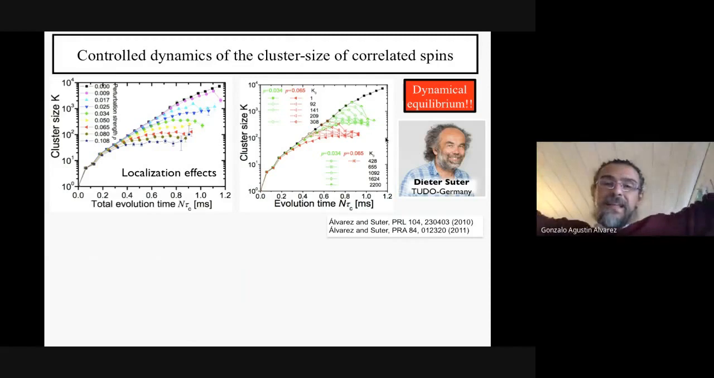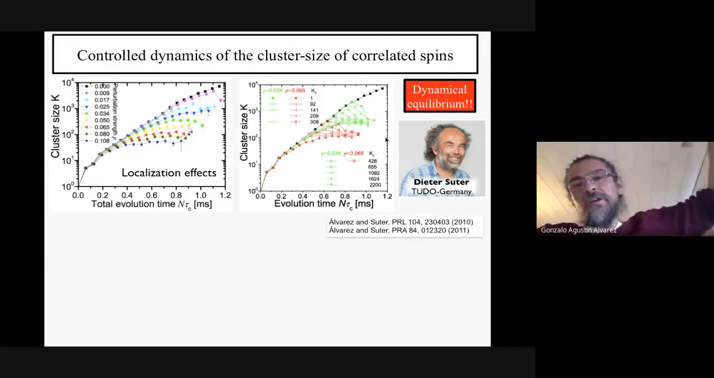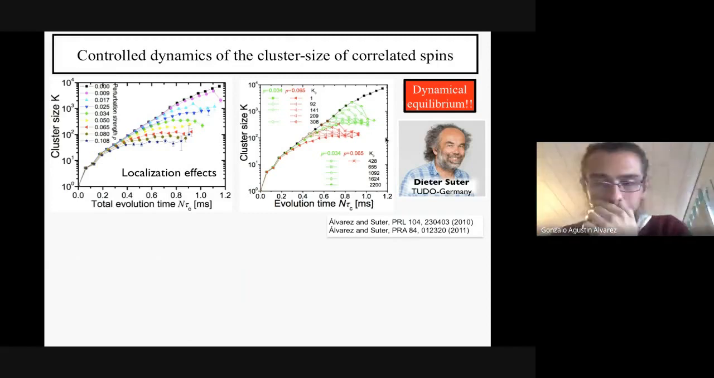However, if the initial state is an information that is storing more spins in a cluster size that is larger than the localization size, the information will start to be lost until reaching the localization bound. So this is some kind of dynamical equilibrium of the propagation of information in a controlled way.